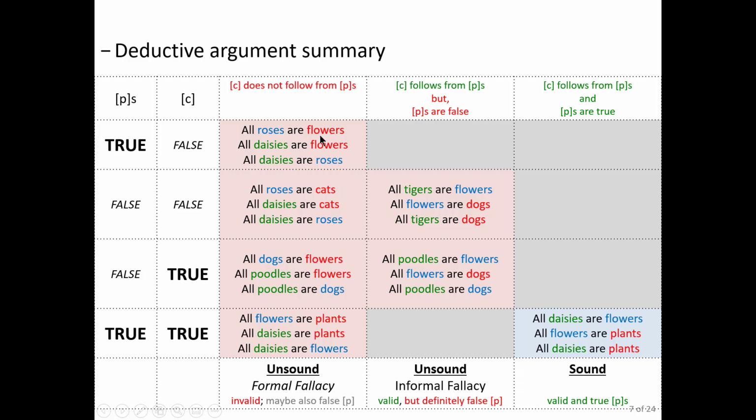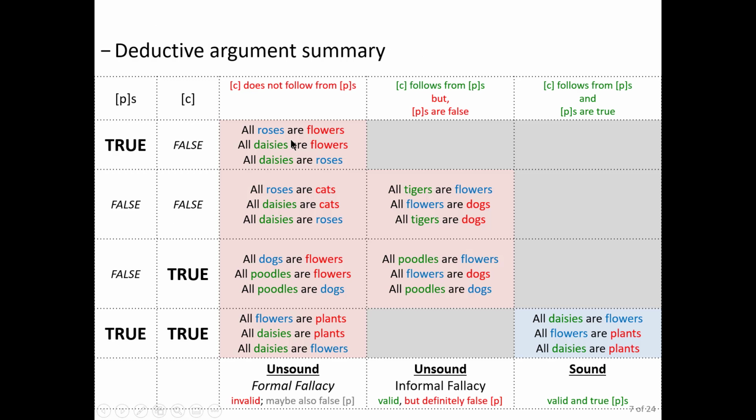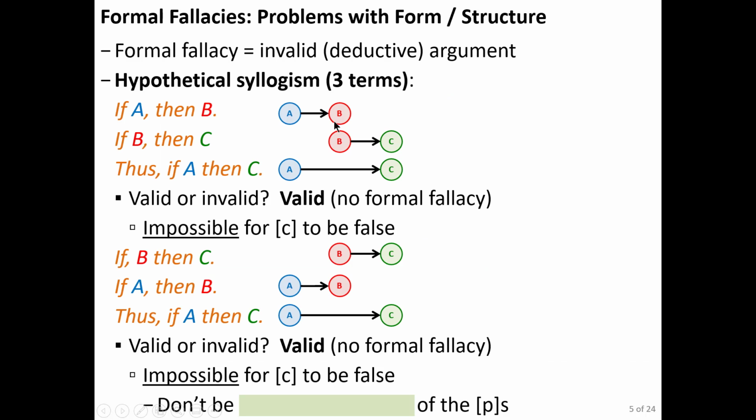So, all roses are flowers, all daisies are flowers. Therefore, all daisies are roses. No, that's incorrect. This is like what you just saw in the previous slide: if A, then B. If C, then B. Thus A and C. That's what they're trying to show you here. Now, when you actually get into a situation where there is a logical flow, so tigers are flowers, flowers are dogs, therefore tigers are dogs. Okay, well that's what we saw in the previous example on the previous slide.